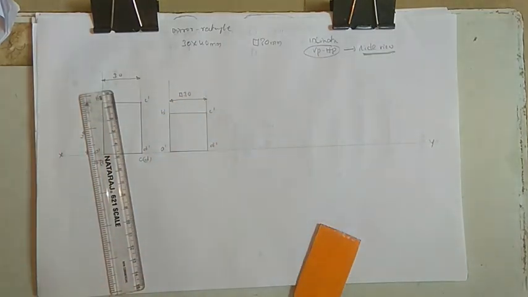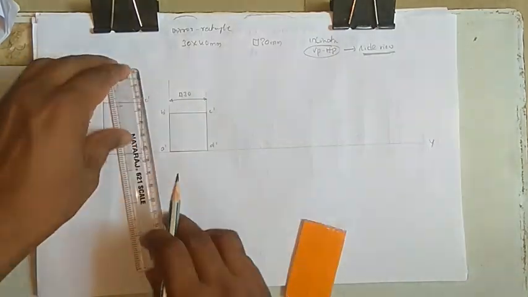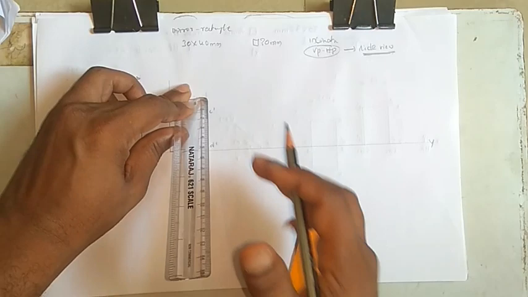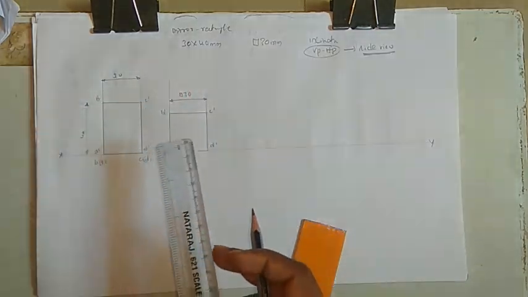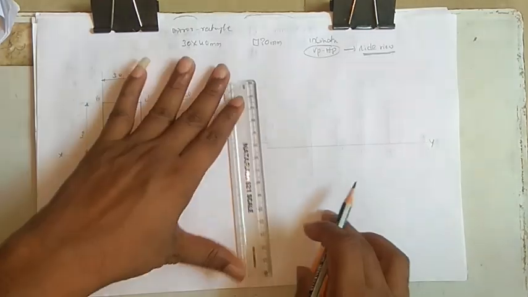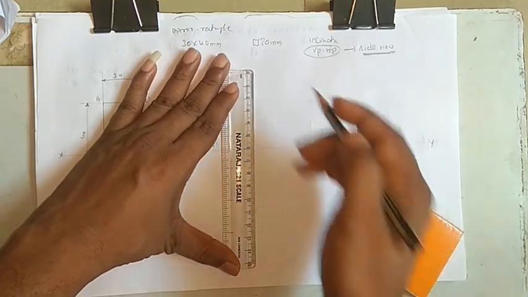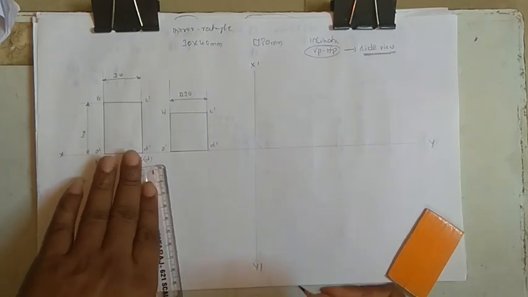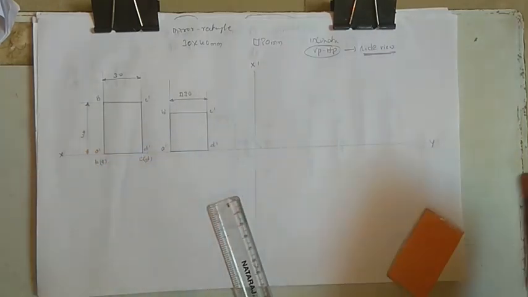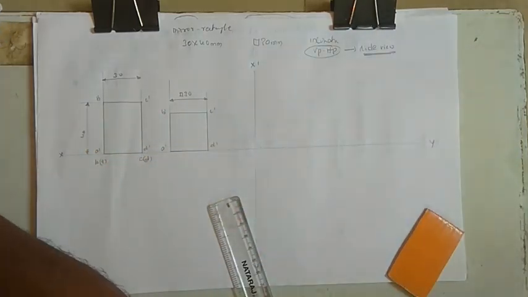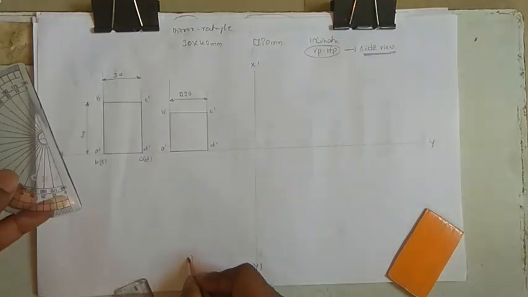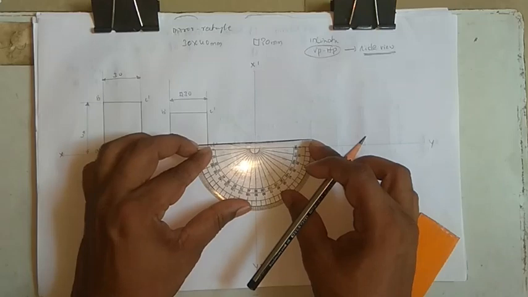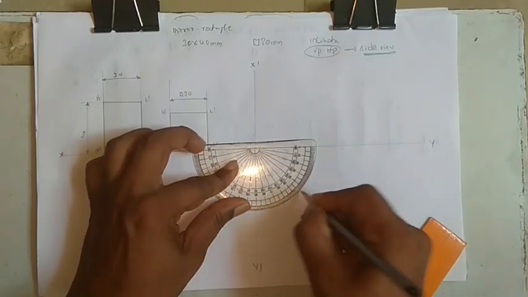Now, as I said, this scale is made like this. We don't know how exactly it is visible from the top, so for that we'll go with the side view. We'll say X1 and Y1, and a 45-degree line in front of the top view. So this is the top view, and we'll take a 45-degree line here.